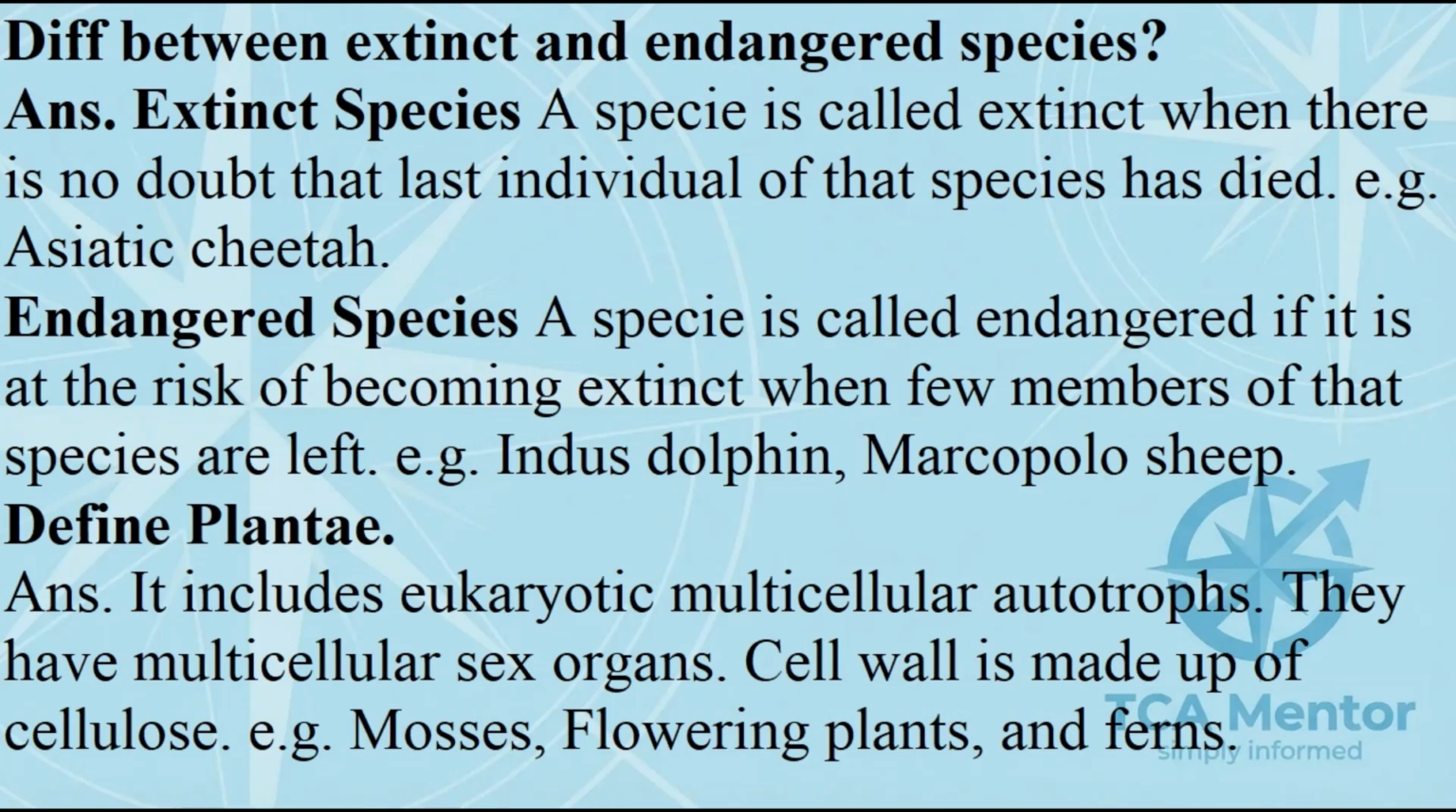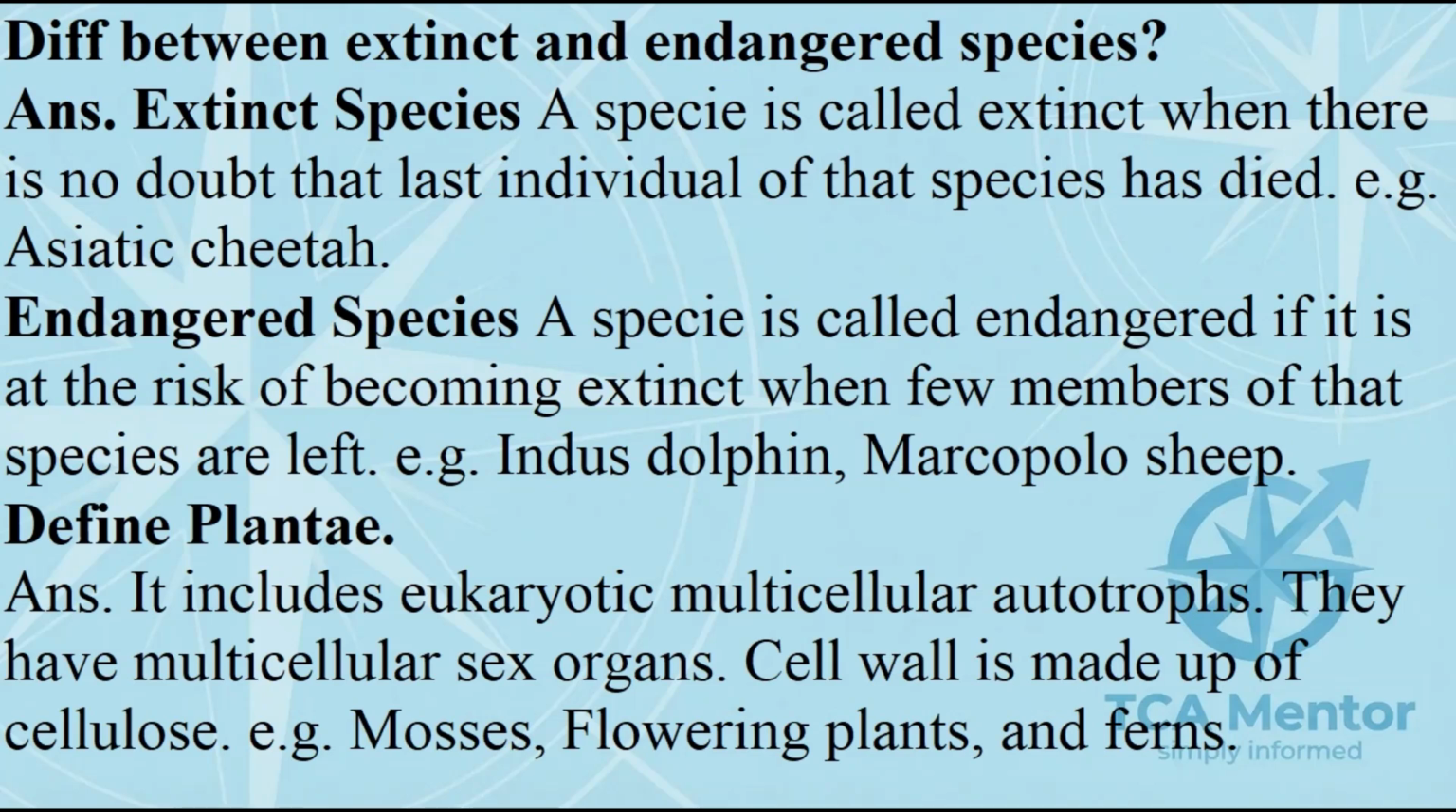Difference between extinct and endangered species. ANS. Extinct species. A species is called extinct when there is no doubt that last individual of that species has died. E.g. Asiatic cheetah. Endangered species. A species is called endangered if it is at the risk of becoming extinct when few members of that species are left. E.g. Indus dolphin, Marco Polo sheep.